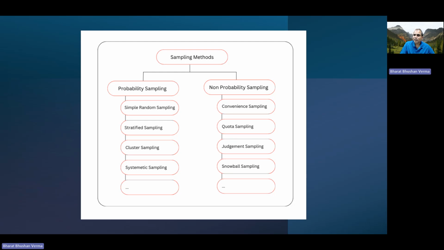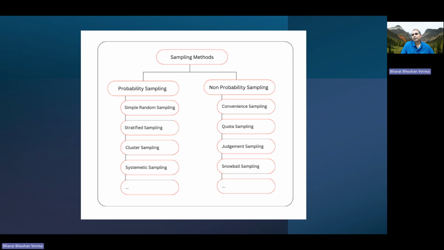Similarly, we have quota sampling, wherein we allocate a certain number of people to be selected from small pockets, wherein we may say that, I would like to have so many people working in the IT industry, so many people working in manufacturing, so many people working in government, through which we are going to compose our final sample.